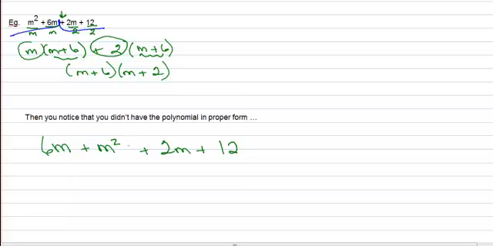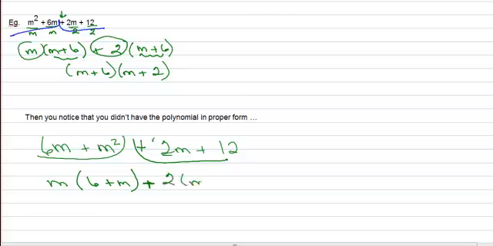So greatest common factor is m. We divide it out. We're left with 6 plus m. Keeping that. Greatest common factor, again, is 2. And we're left with m plus 6.